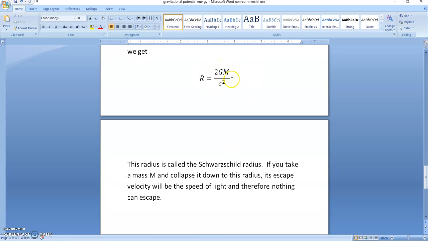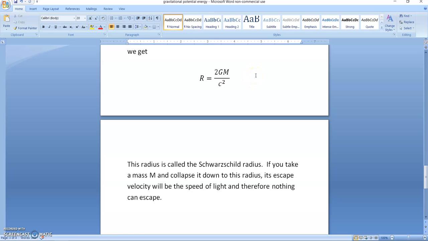You take a sun like our sun, plug in the mass of the sun, you can find its Schwarzschild radius, how far it would have to be collapsed in order for it to become a black hole. In reality, of course, stars the size of our sun don't have enough gravitational force to collapse themselves down that far. They actually stop collapsing at white dwarfs.